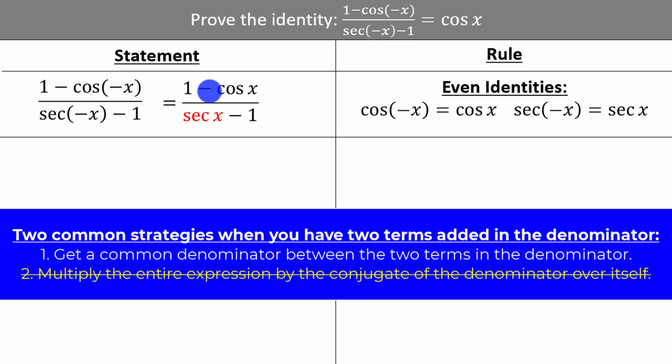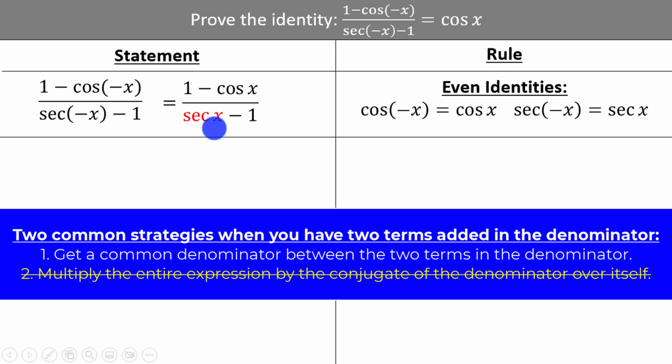So typically, multiplying by the conjugate over itself is not a very good idea if you have multiple terms in your numerator. It might still work, and maybe you should use that as a last resort, but there might be a better option. Another option is to try to get a common denominator between your two terms in the denominator. That's what we'll try to do here.